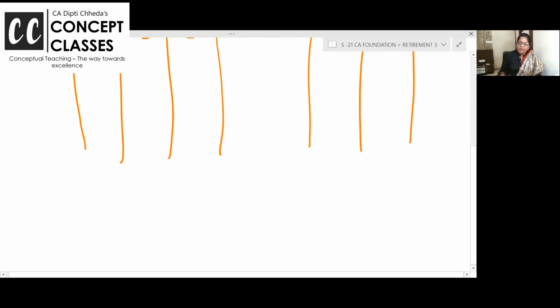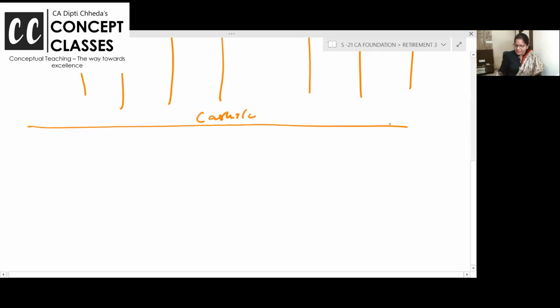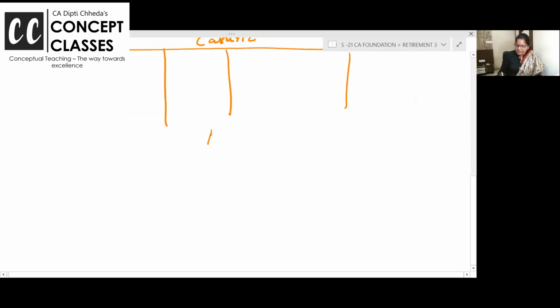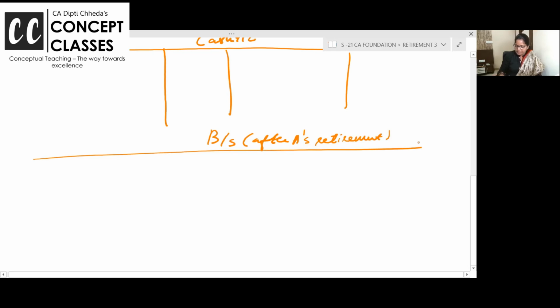Okay. Next is cash account. Some partners will bring, some partners will take. And next is balance sheet. After is retirement.